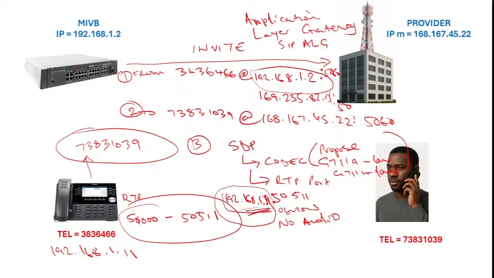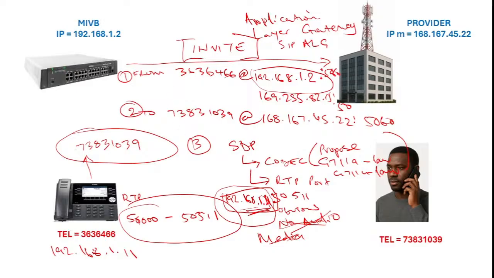If this IP address goes out as 192.168.1.11 to the provider, and the provider sees this IP address in the SDP, there is going to be no audio. Media is going to be set up, but because there's no way this private IP address can be routed over the internet, there will definitely be no audio. So this is the invite that Mitel has sent out to the provider.